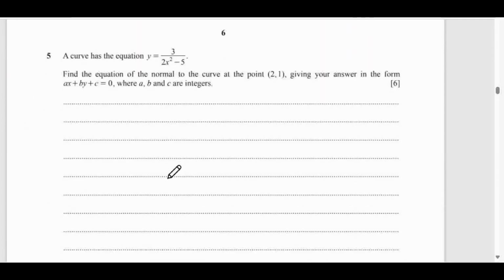Let's move to the next question. Question number 5. The curve has equation this. Find the equation of the normal to the curve at the point (2, 1), giving your answer in the form ax + by + c = 0, where a, b and c are integers.